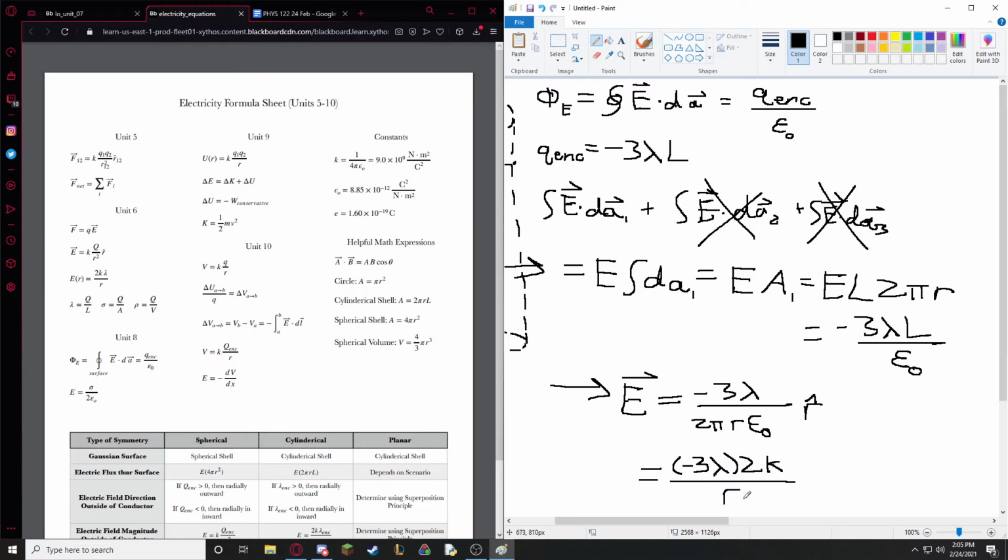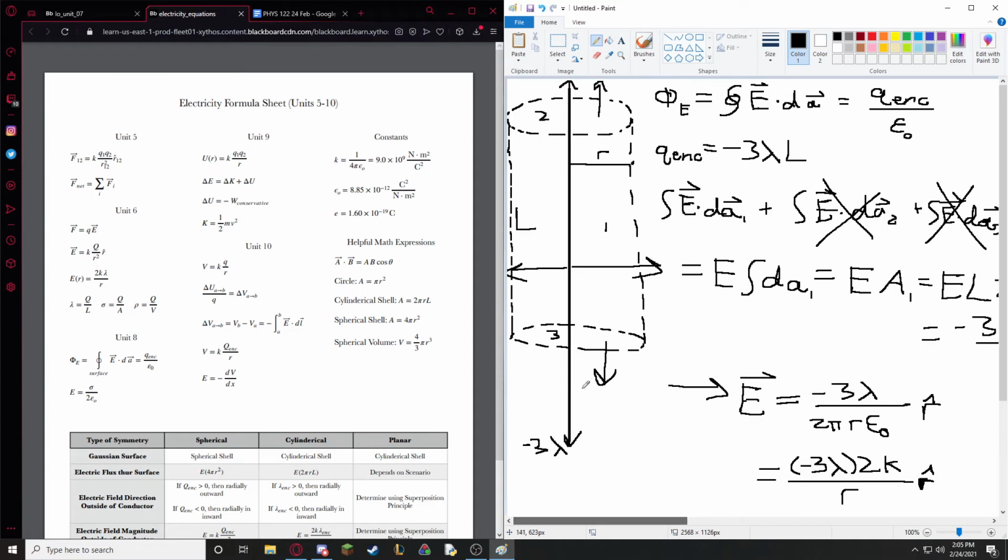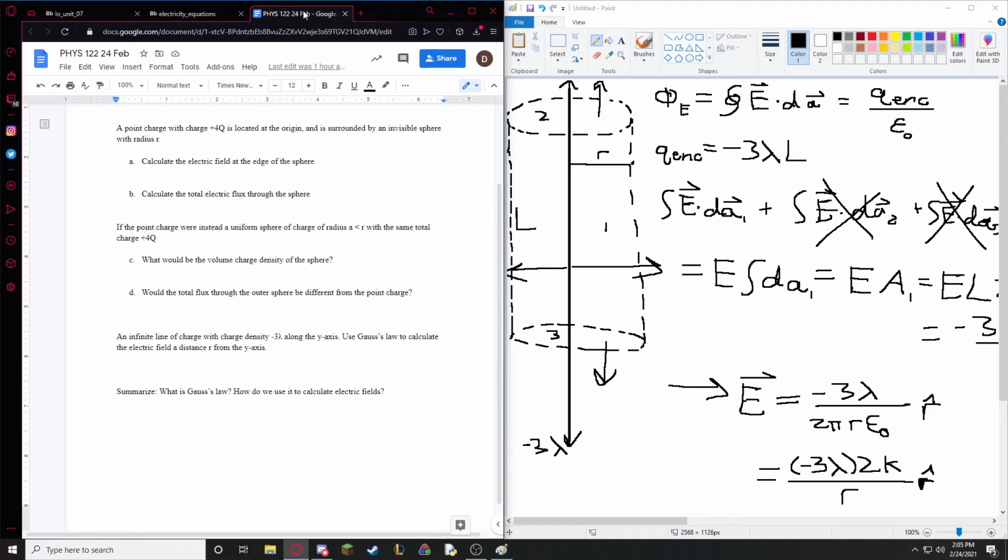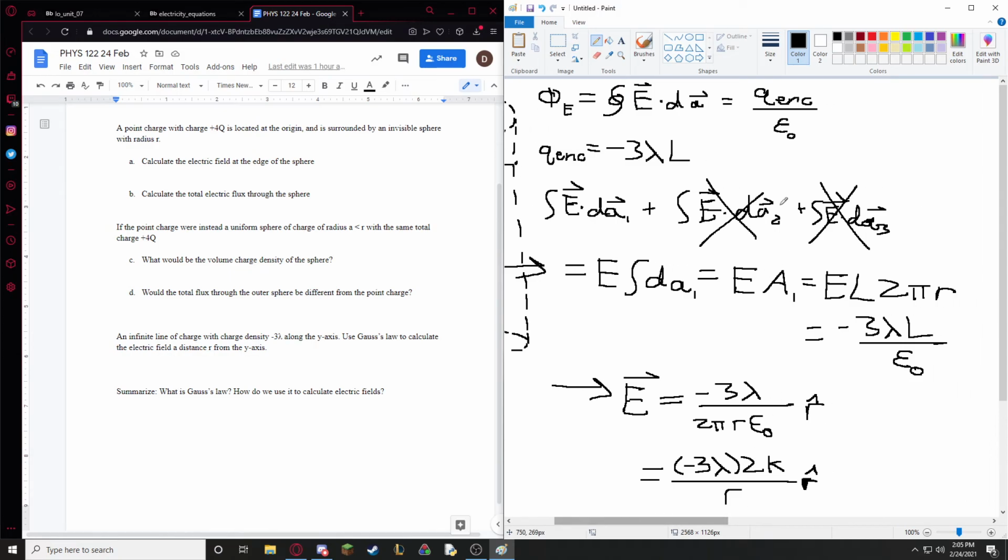2k lambda over r hat. It's the same thing. So with Gauss's law, we're able to derive our electric field, a distance r from our infinite line of charge, and we find that it does indeed match up with what we are given in our formula sheet. Boom, magic. Does anyone have any questions about this? Anyone a little lost or confused?